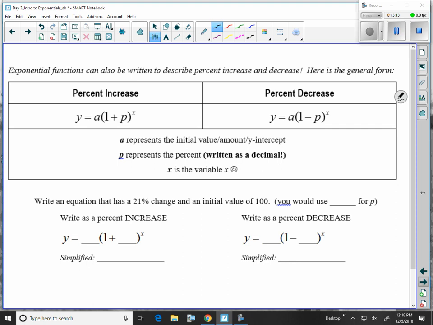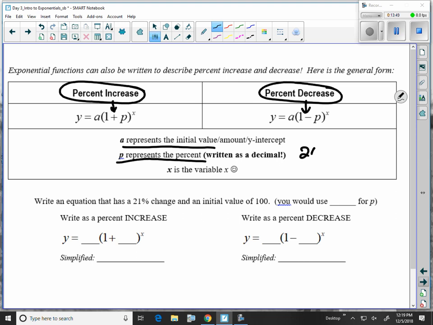Okay, so here's what I want you to look at. Percent increase has a plus. Does that make sense? Yeah, if you're increasing, you're going to add. Percent decrease has a negative. It's subtraction. That makes sense because you're subtracting a percentage off. Okay? Guess what? A still represents your initial value. But instead of B, now we have P. P is the percent. Okay? P is your percent. But we write it as a decimal.